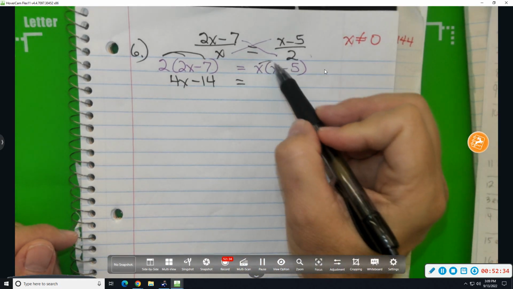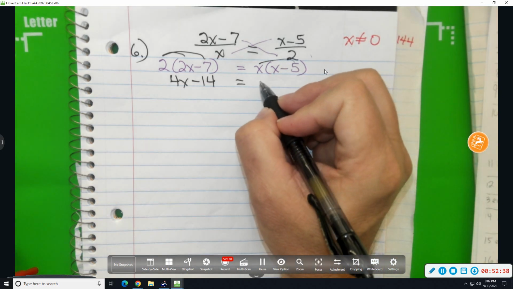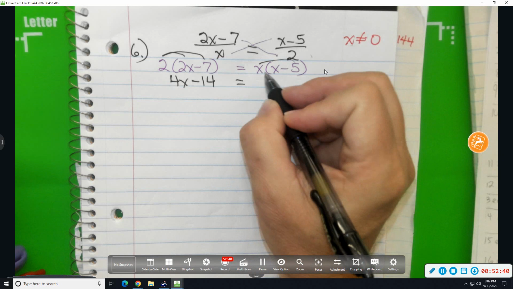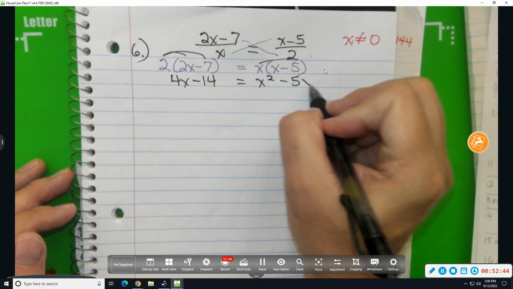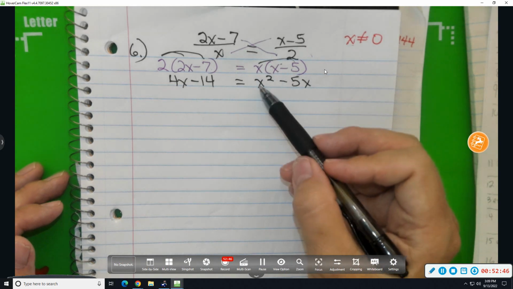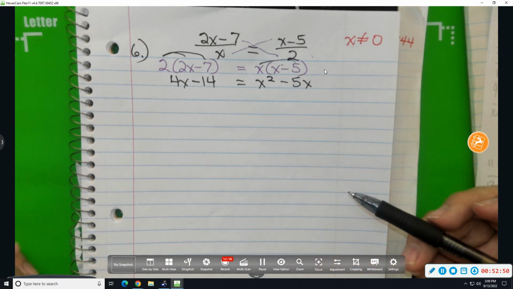Here, distributing the x. I put it here. X squared minus 5x. I agree. X times x gave me the x squared. X times a negative 5 gave me the minus 5x.